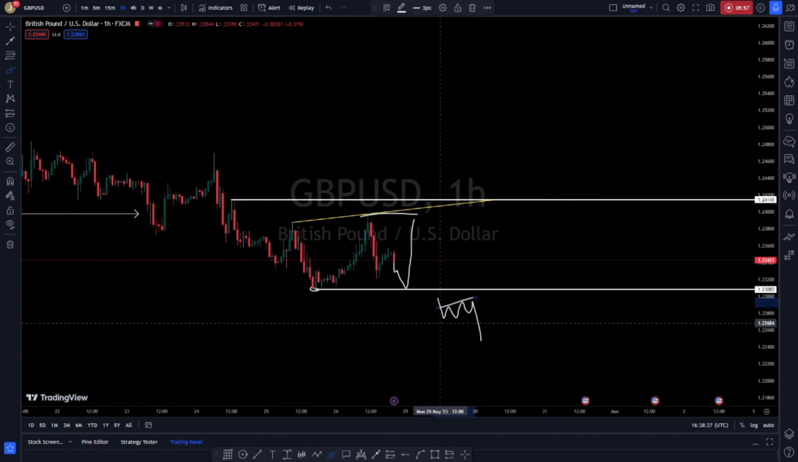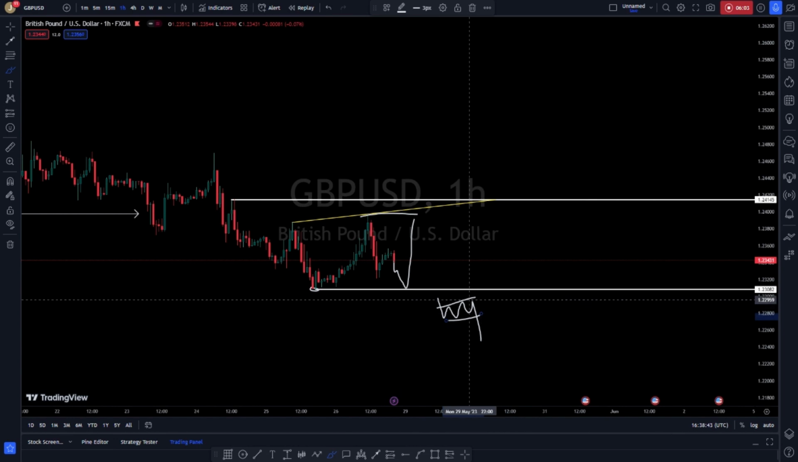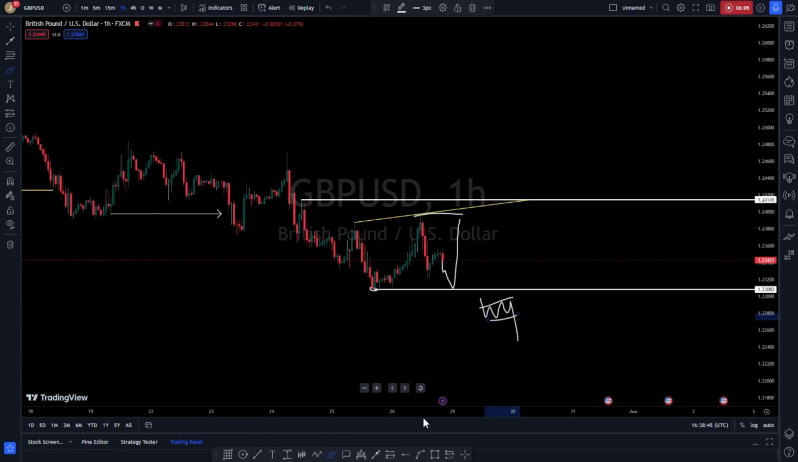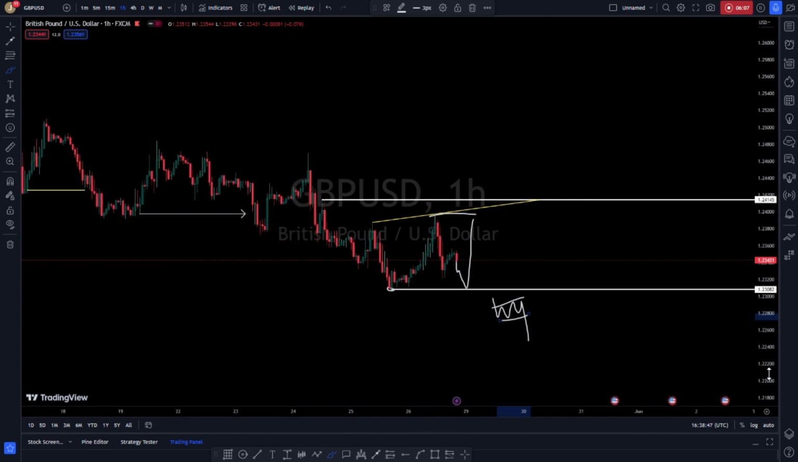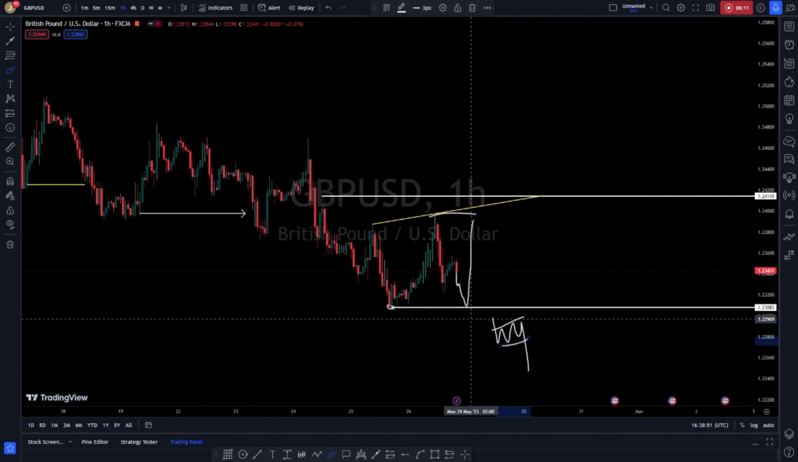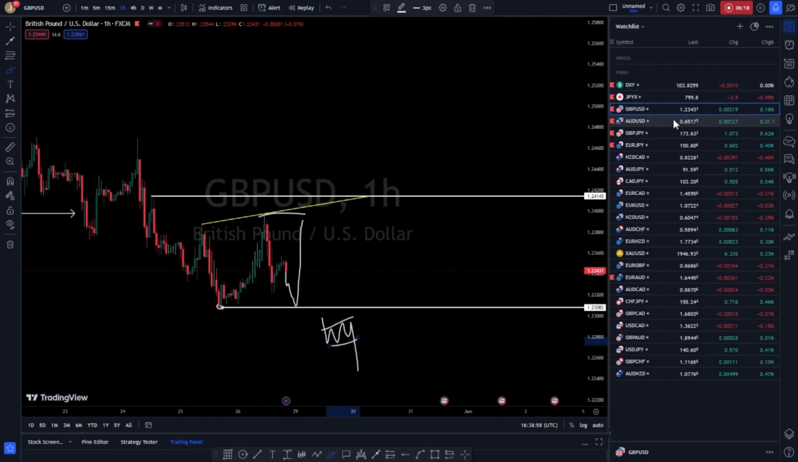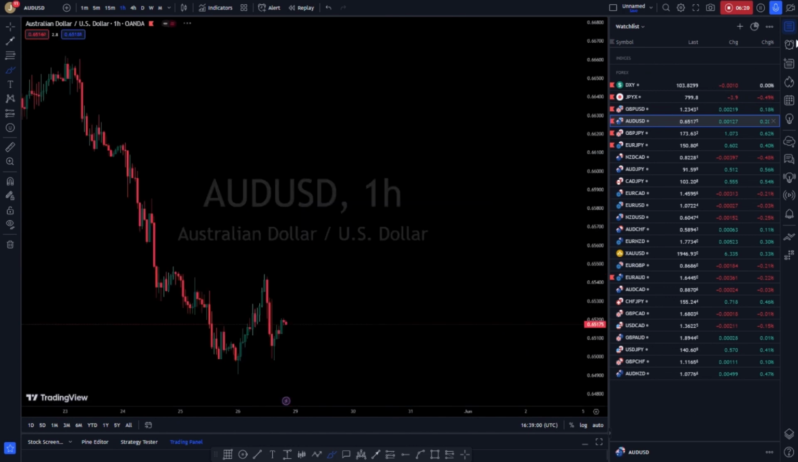So if I see something like this, if it breaks this low, I would enter for the reduced risk entry when I see a correction. So that's all for GBPUSD. There's not much talk here. The next one I'll be going into is AUDUSD.